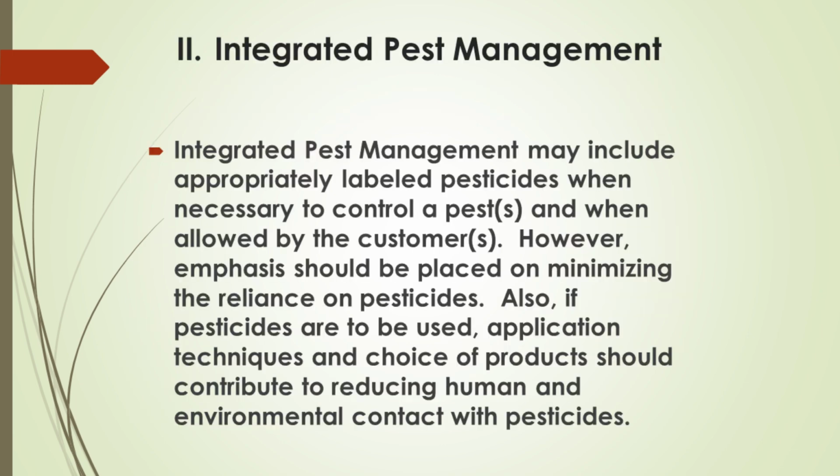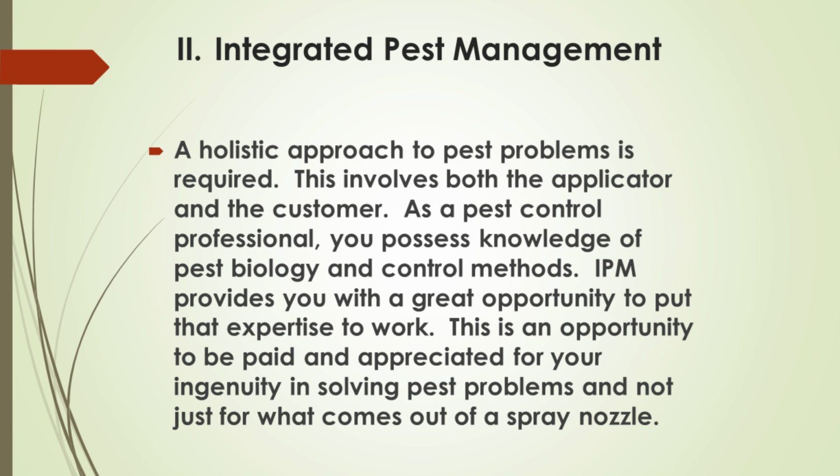Looking deeper into integrated pest management, integrated pest management may include appropriately labeled pesticides when necessary to control a pest and when allowed by the customers. However, emphasis should be placed on minimizing the reliance on pesticides. Also, if pesticides are to be used, application techniques and choice of products should contribute to reducing human and environmental contact with pesticides. Further into integrated pest management, a holistic approach to the pest problem is required.